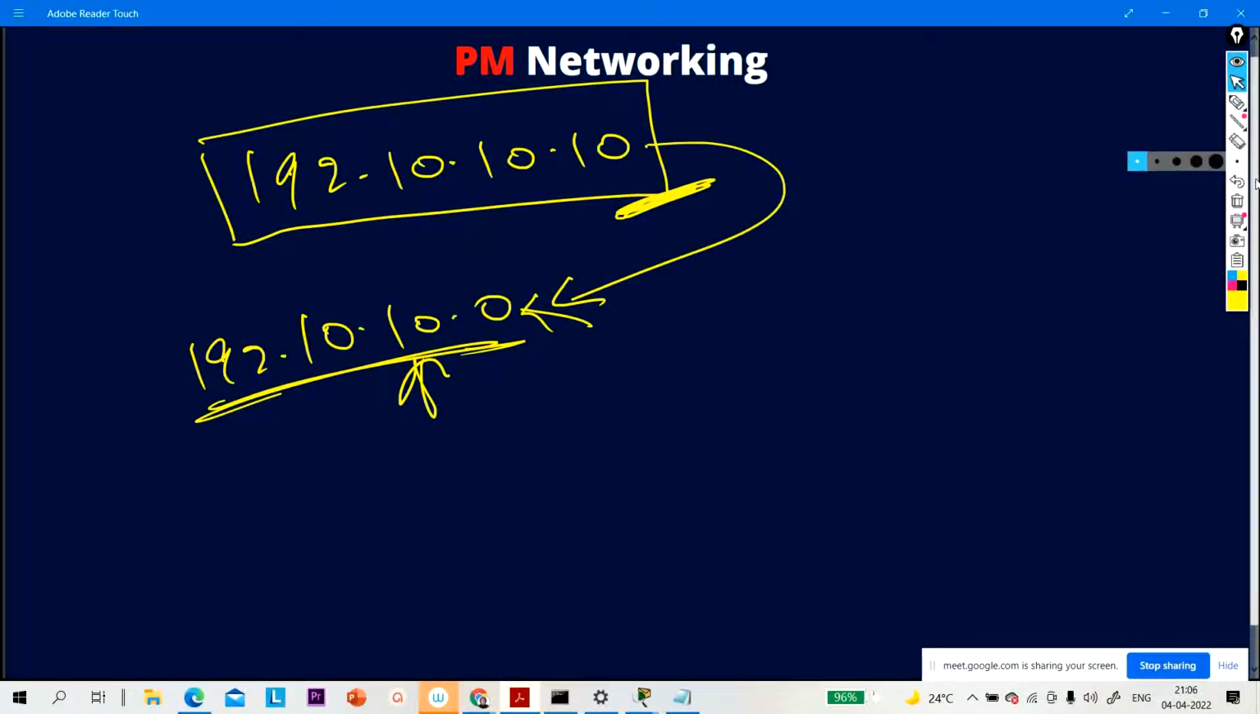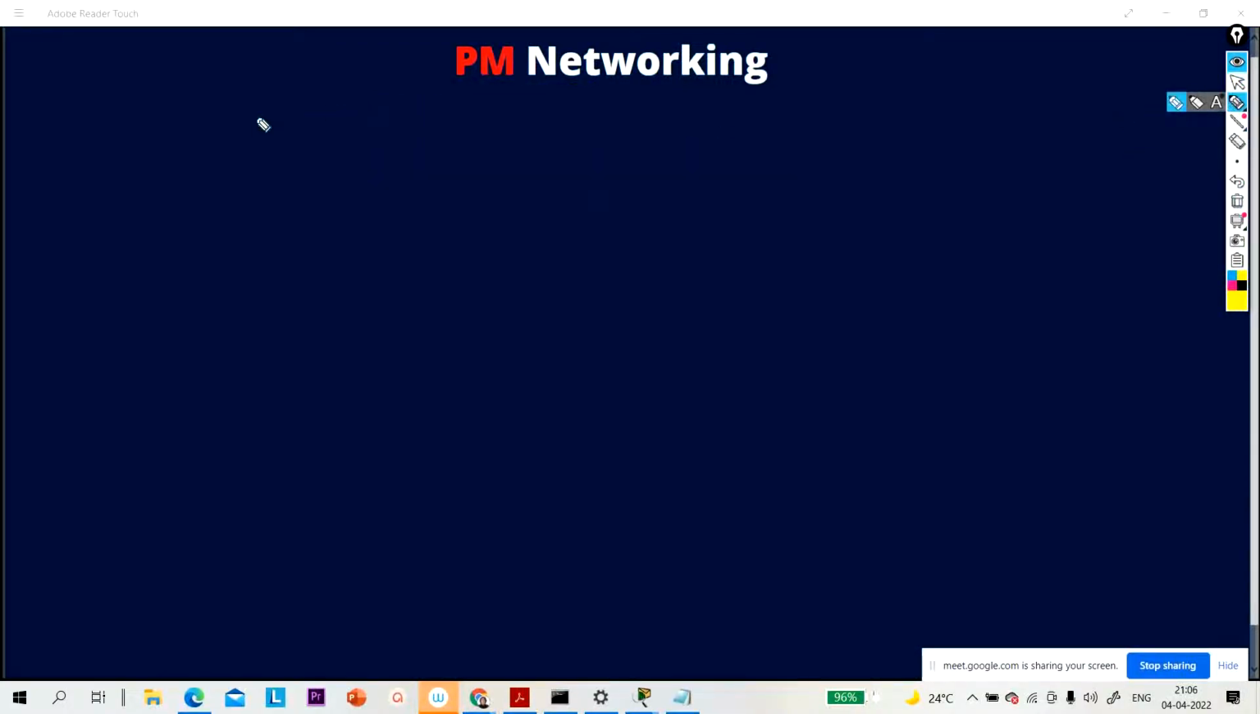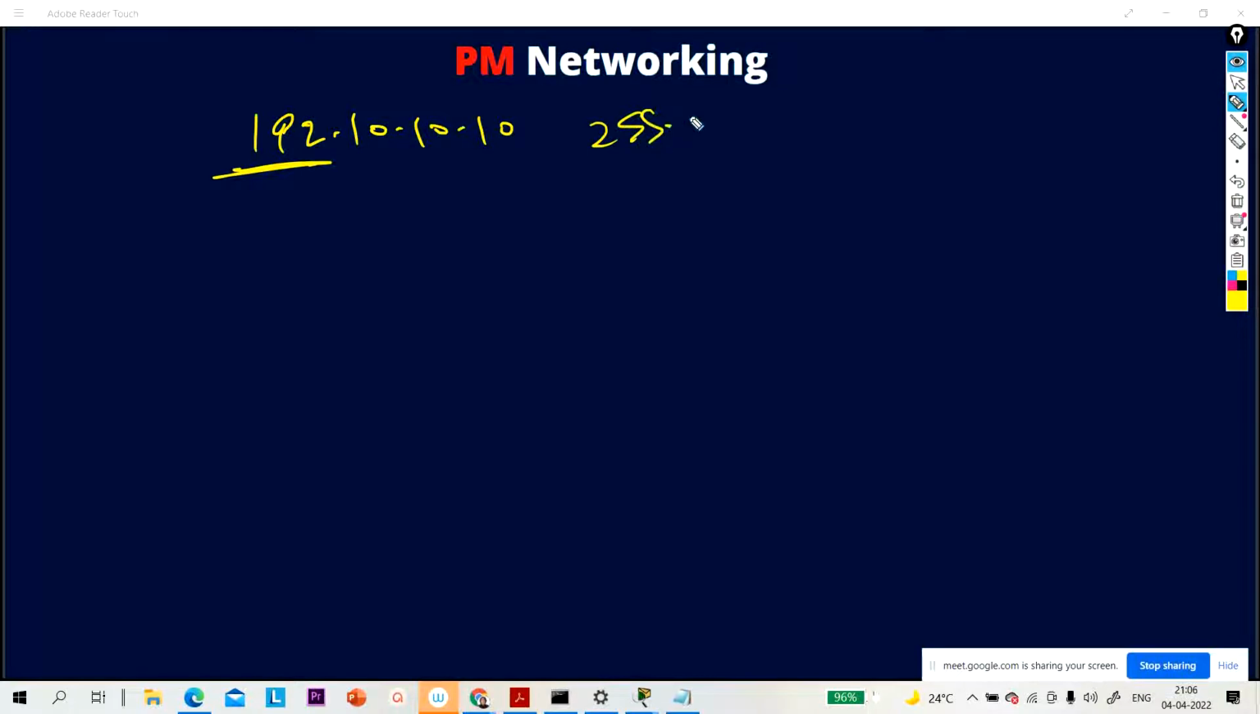So if you want to find the network ID of this IP address 192.10.10.10, first of all, you need to write the subnet mask. So what will be the subnet mask? This IP address belongs to class C. The subnet mask will be 255.255.255.0.